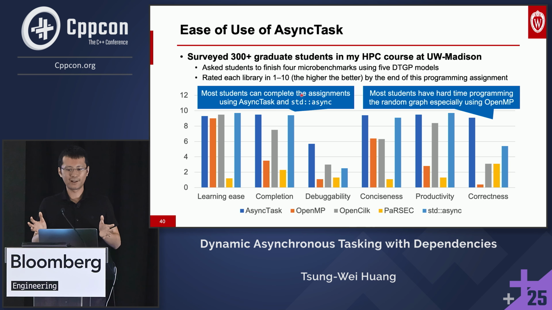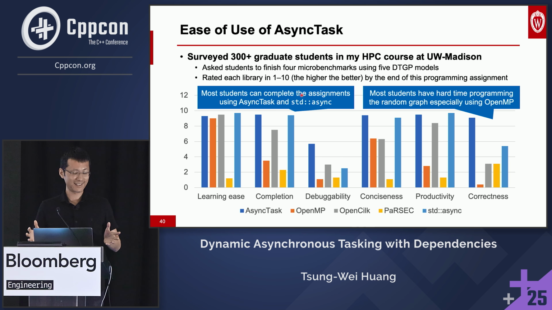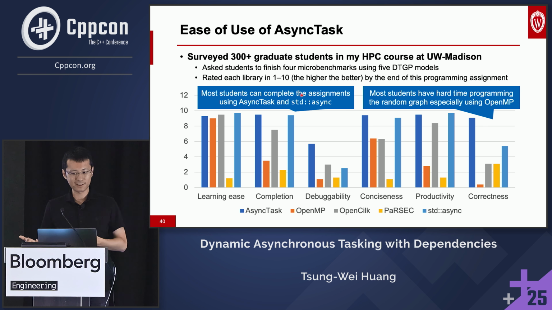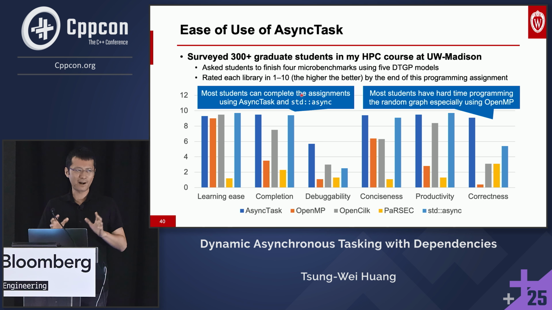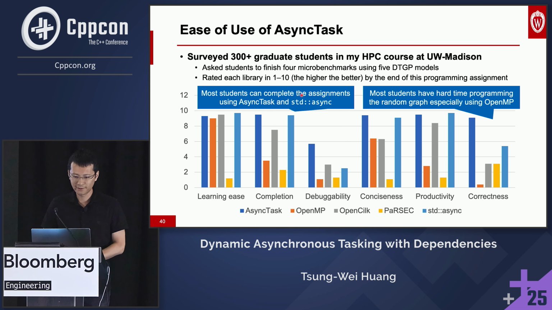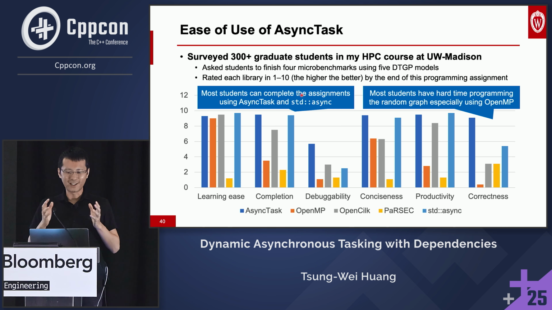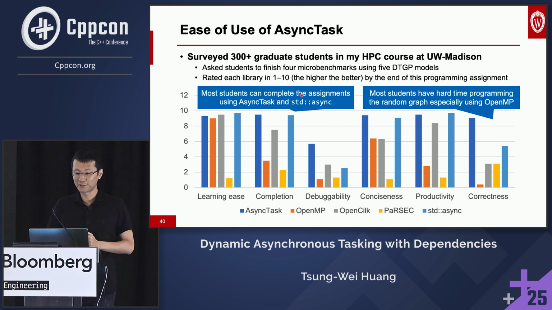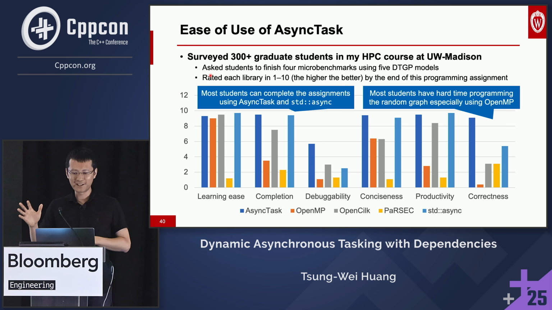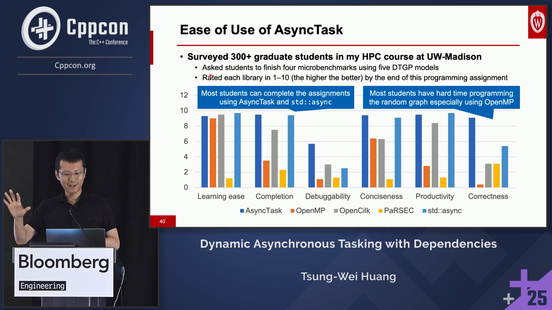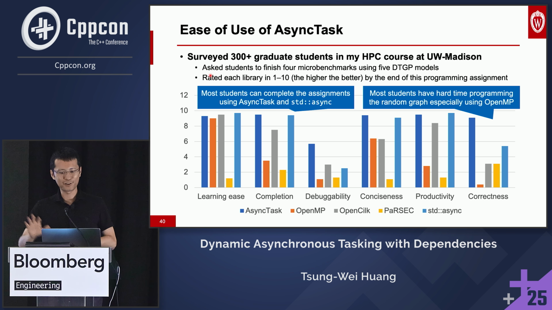We also measure the programming productivity in terms of the ease of use of AsyncTask by surveying over 300 graduate students in my HPC course at UW-Madison. I basically took advantage of me teaching high-performance computing, and I designed a programming assignment asking students to complete these micro benchmarks using 5 different DTGP libraries: AsyncTask, OpenMP, OpenSilk, Parsec, and StudAsync.